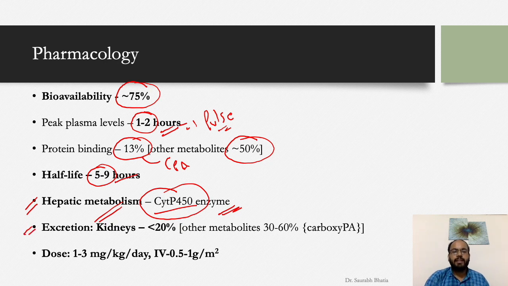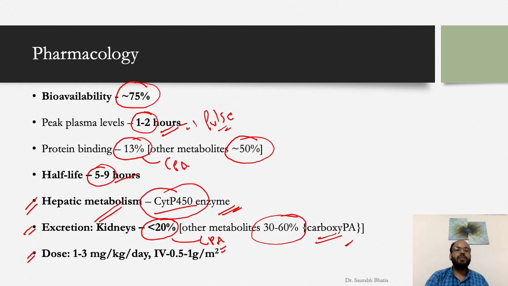Excretion is via kidneys. Less than 20% of the drug is excreted as cyclophosphamide. Other metabolites constitute about 30 to 60%, and the predominant metabolite excreted is carboxyphosphamide. Okay, so remember that CPA or cyclophosphamide is excreted as is in less than 20% of the drug. 30 to 60% of the drug is excreted in the form of carboxyphosphamide and other metabolites.